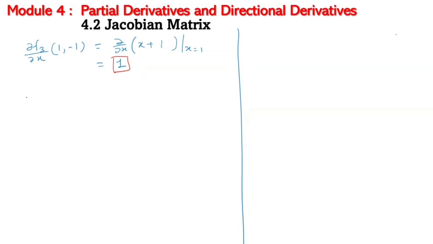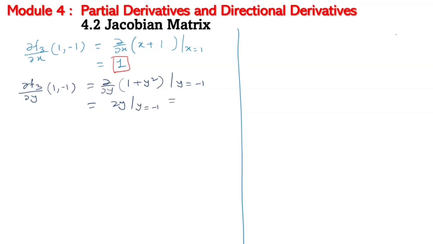The last one is del f3 del y at (1, -1). So this is equal to del del y of x plus y square, with x is 1, at the point y equal to -1. So this is equal to 2y at the point y equal to -1. So this is equal to -2. This is another entry.